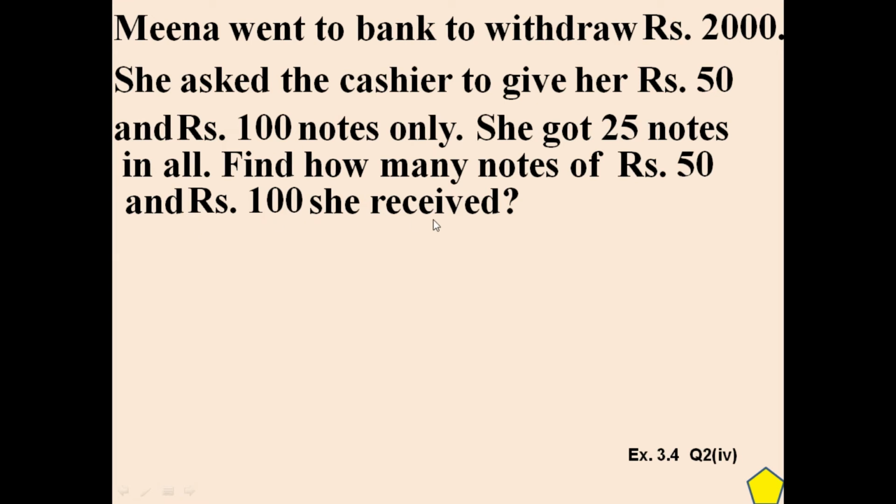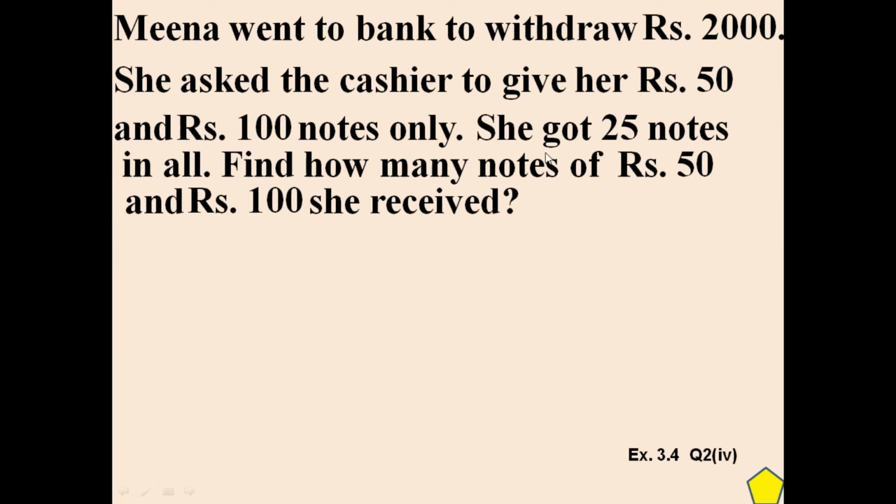We do not have any pen, pencil, bat, ball, any of those items here. Rather, our items are the 50 rupee note and the 100 rupee note. So our assumption is going to be, let the number of 50 rupee notes be equal to x and the number of 100 rupee notes be equal to y.